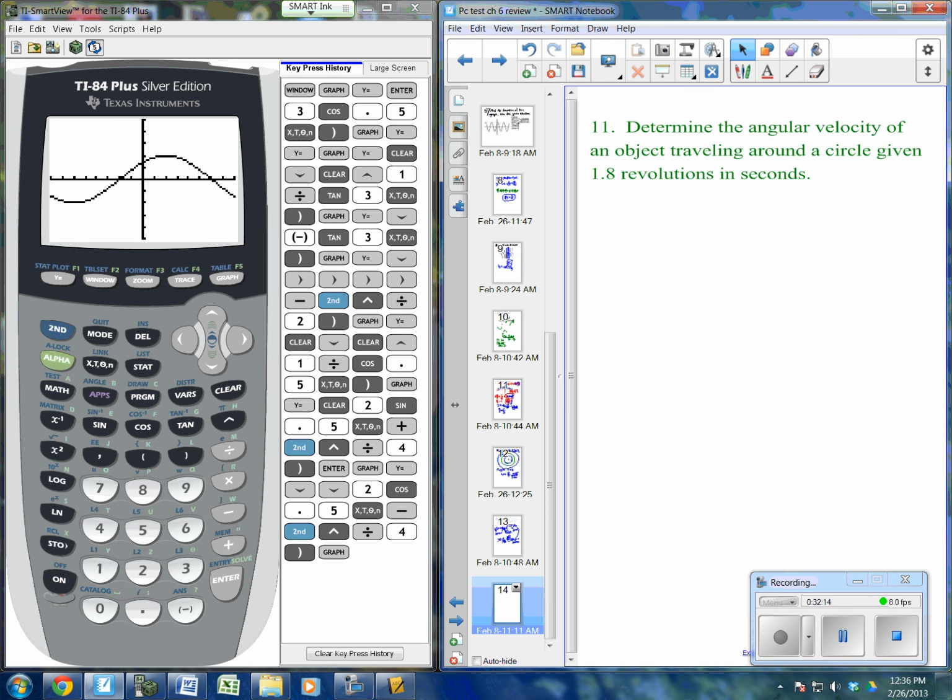Determine the angular velocity of an object traveling around a circle given 1.8 revolutions in seconds.